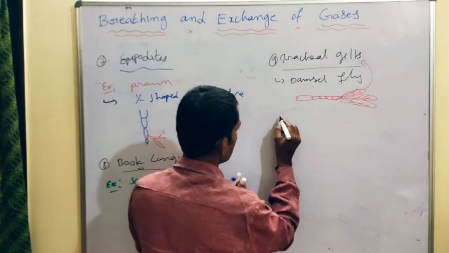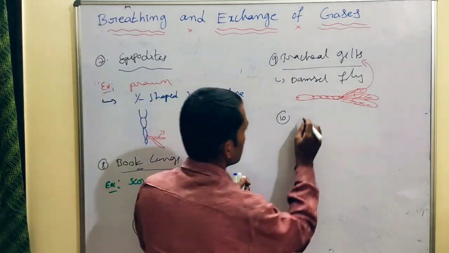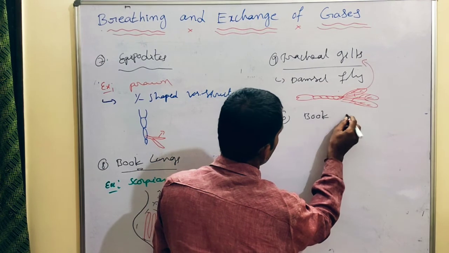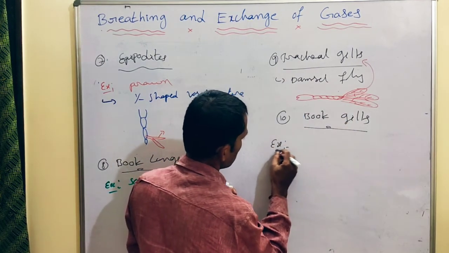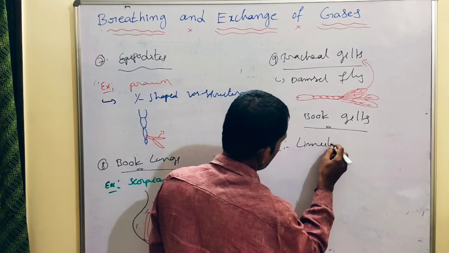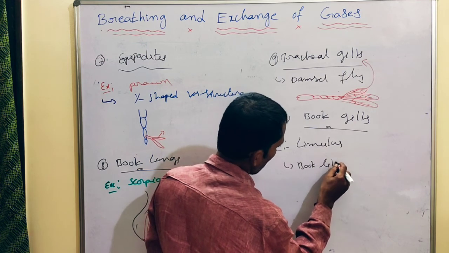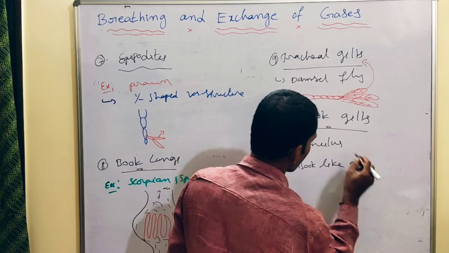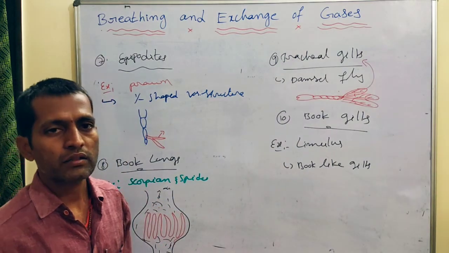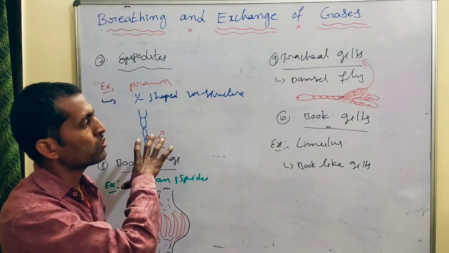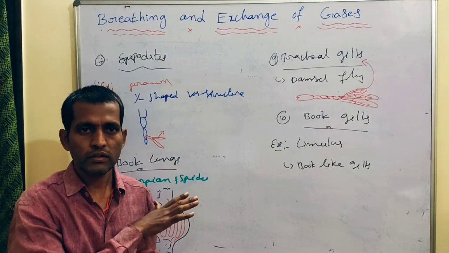Finally, the 10th type of respiratory organ is book gills. The example is these book-like gills, through which Limulus conducts respiration. That is about the different respiratory organs found in different groups of animals.